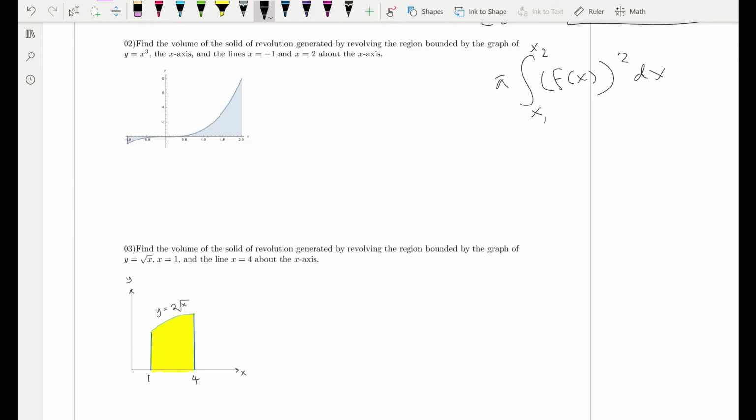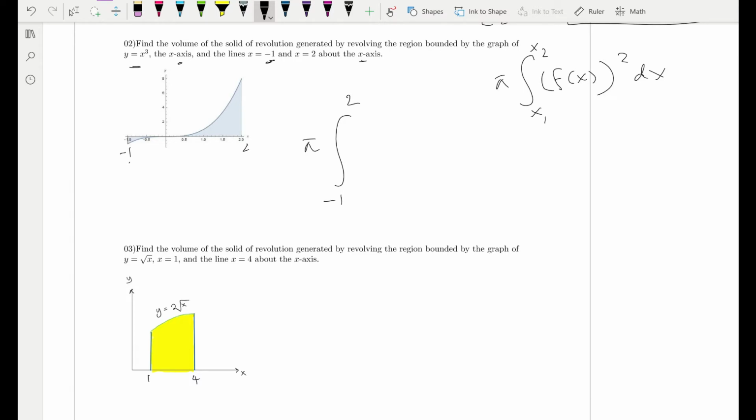So in this question we have the function y is equal to x cubed and we are rotating it around the x-axis. The curve is bounded by the x-axis, x is equal to -1 and x is equal to 2. So those are the limits, right? The curve is going from -1 to 2. Okay, that's the range of the x value.